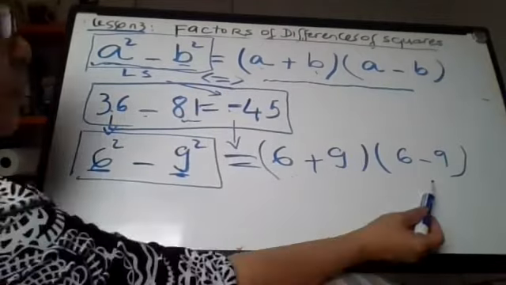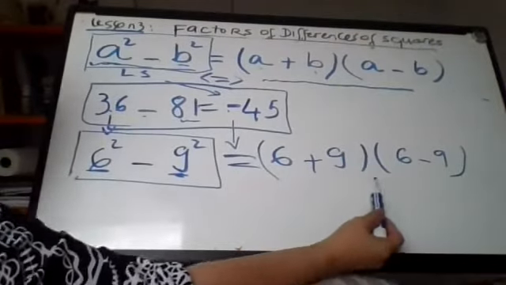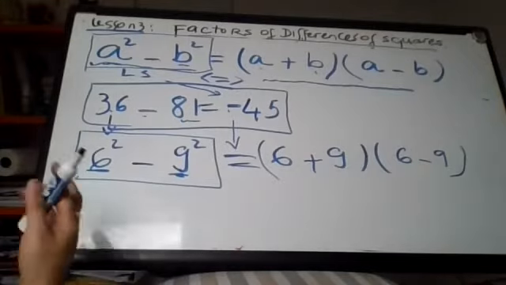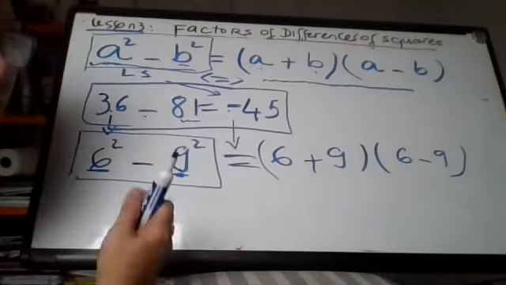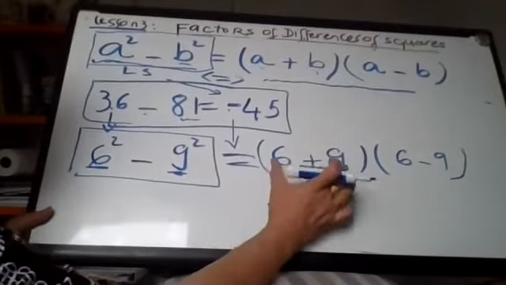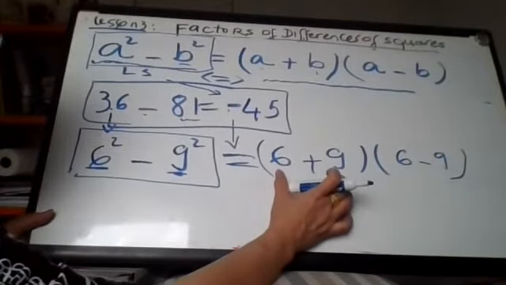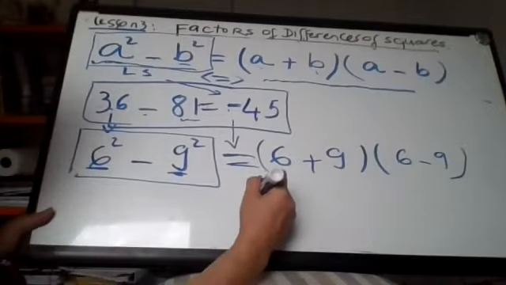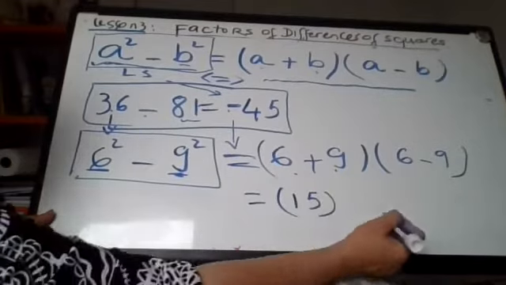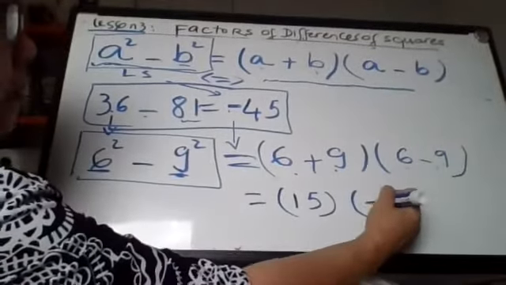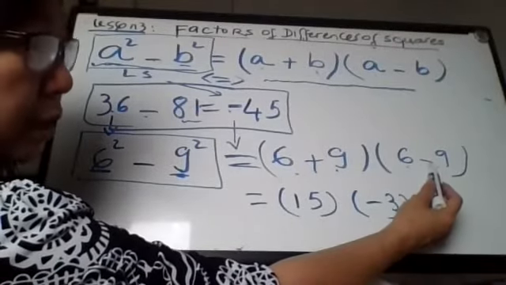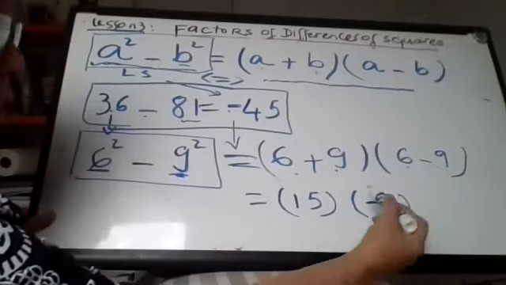Now I'm going to prove to you that if I simplify the right-hand side, I get the same answer, minus 45. Then I can conclude that left side equals right side, equals minus 45, right? So let's simplify it. When the numbers inside the bracket are numbers, you can add them. So 6 add 9 is 15. 6 minus 9 is minus 3, right? 9 minus 6 is 3.